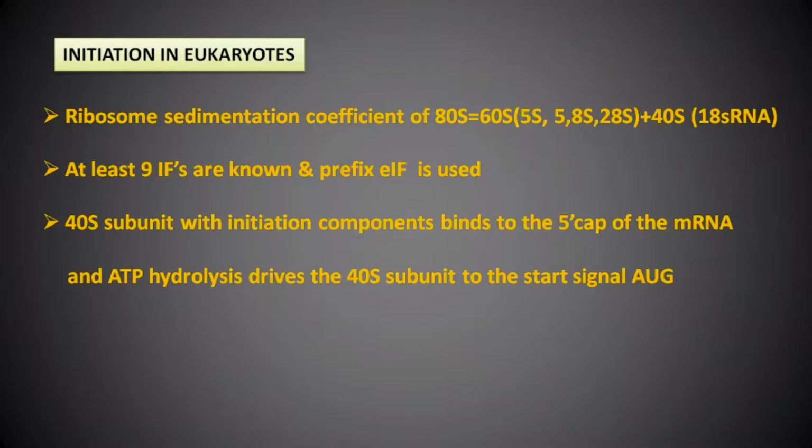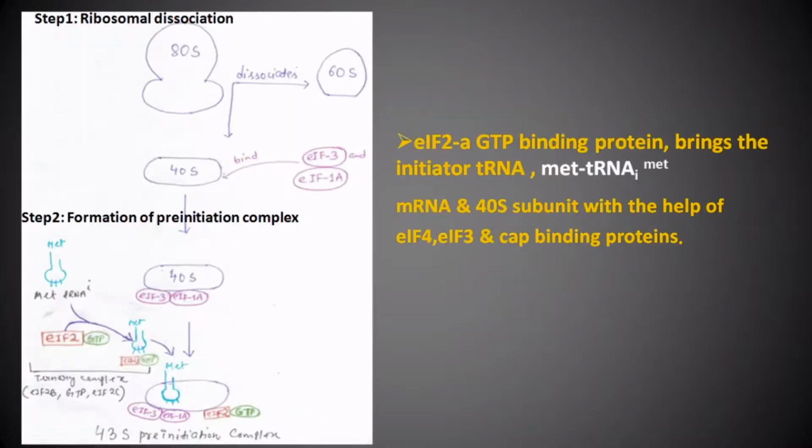Next, in eukaryotes, the difference is that there are at least 9 initiation factors, and a prefix E is used for them. And as I've said already, the ribosome sedimentation coefficient is 80S in eukaryotes, that's 60S and 40S. So here 5 different stages are there. First, a ribosomal dissociation will take place, as in prokaryotes, and your 60S and 40S subunits are dissociated.